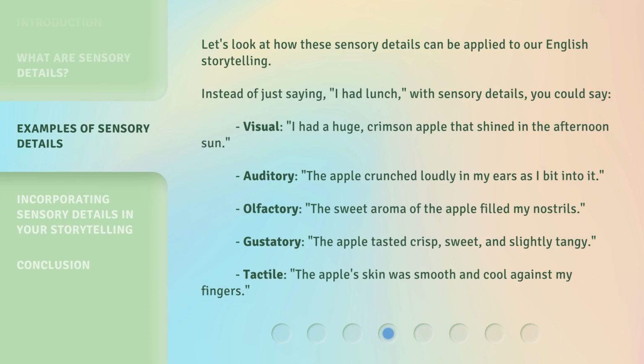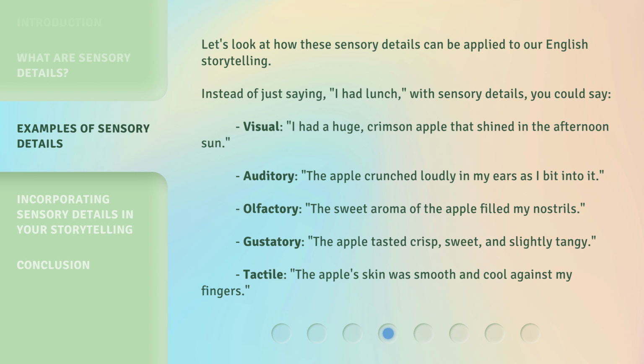Let's look at how these sensory details can be applied to our English storytelling. Instead of just saying, "I had lunch," with sensory details, you could say, Visual: I had a huge, crimson apple that shined in the afternoon sun.